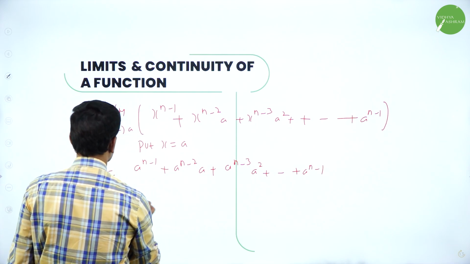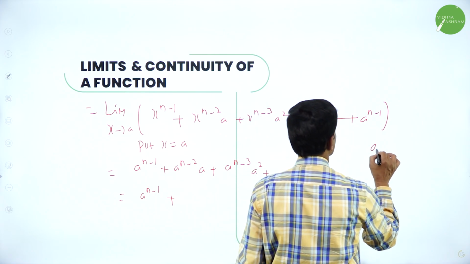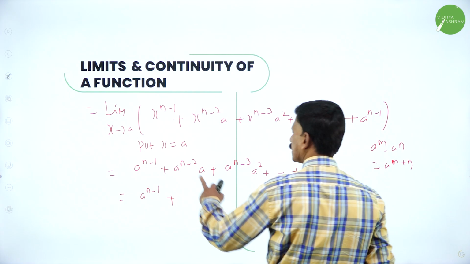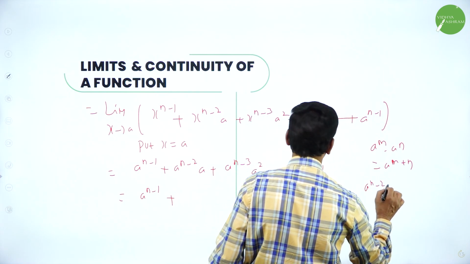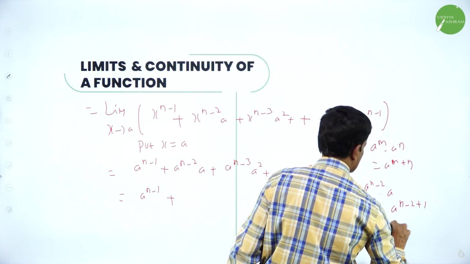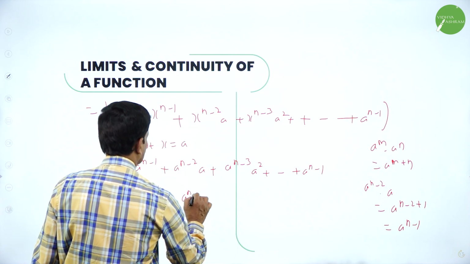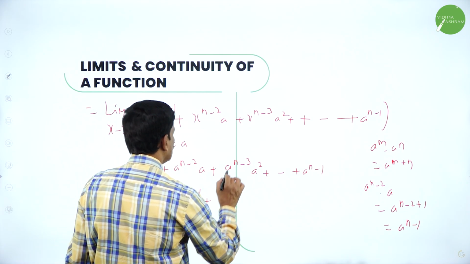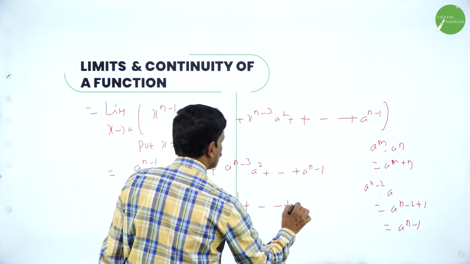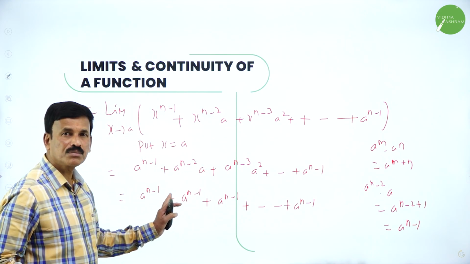Now, this is as it is, a to the power of n minus 1 plus, according to law of indices, a to the power of m into a to the power of n is a to the power of m plus n. So, a to the power of n minus 2 into a can be written as a to the power of n minus 2 plus 1. This is a to the power of n minus 1. So, this becomes a to the power of n minus 1. Similarly, minus 3 plus 2 is also equal to a to the power of n minus 1, etc., plus a to the power of n minus 1. All the terms are of the form a to the power of n minus 1.